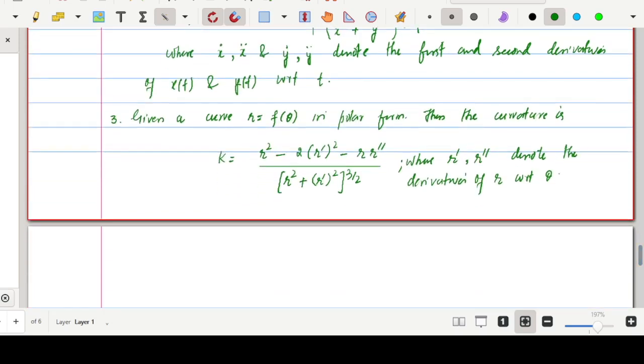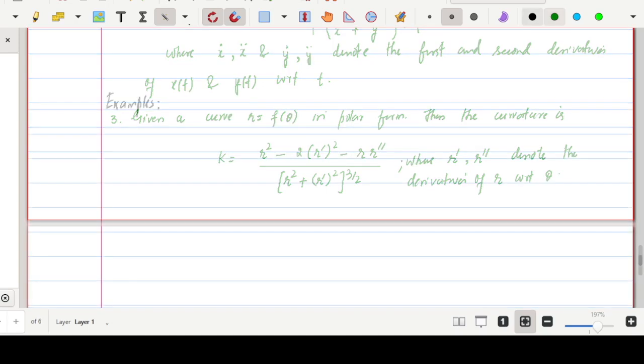And similarly, in the case when the curve is given in the polar form, then we write the curvature as (r² + 2r'² − r r'') divided by (r² + r'²) to the power 3 by 2. और यहाँ पे ये जो r' है, it is the first derivative of r with respect to theta. r'' is the second derivative of r with respect to theta.